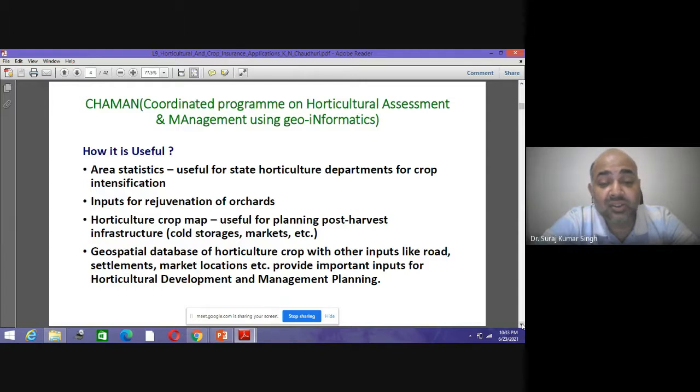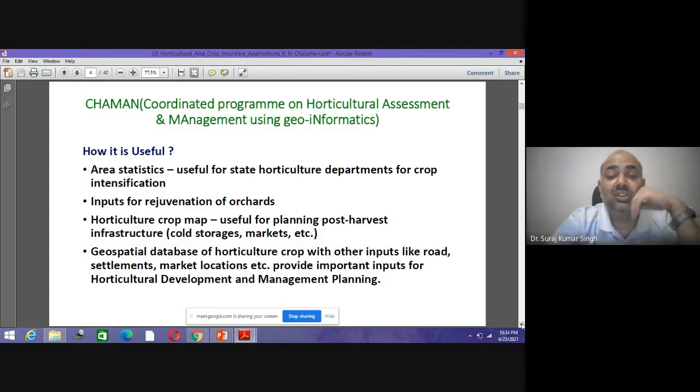The horticultural map is useful for planning post-harvest infrastructure like cold storage and markets. I've already stated, whenever you're dealing with any kind of vegetable products, if it is not going directly to the cold market or to the users, it has a limited period of time, otherwise it will be fully rotten, it will be a waste. So you have to see the local market where it can be transported, what the transportation cost will be, what amount is to be paid to the villagers, and what money a user has to pay.